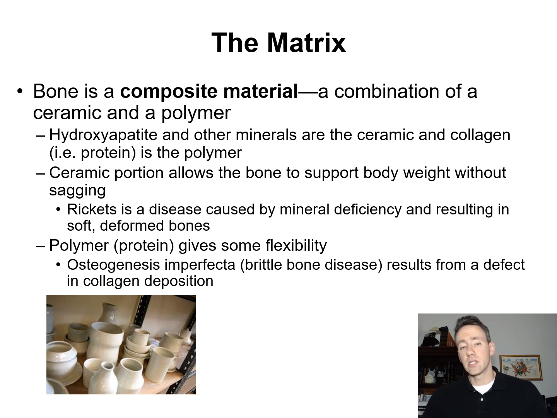On the other hand, it could have something like osteogenesis imperfecta, and another name for that is called brittle bone disease, and that actually results from a defect in the collagen deposition. So in that case, you still have the inorganic salts, but you're lacking the collagen, so it becomes more brittle. Similar to if you were baking the bone in the oven, right? You're baking off the polymer and leaving behind the inorganic salts, excuse me.